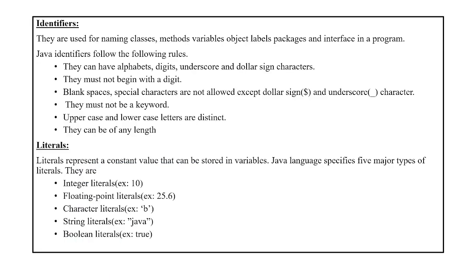And next moves the identifier. Identifier is the name given to a class or a method or a variable or an object, package or interface in a program. And identifier has some rules. The first rule is the name should have alphabet, digits, underscore and $sign character. And second rule is it must not begin with a digit. That means it can begin with an alphabet or an underscore or $sign, but not with a digit. And blank spaces and special characters are not allowed.